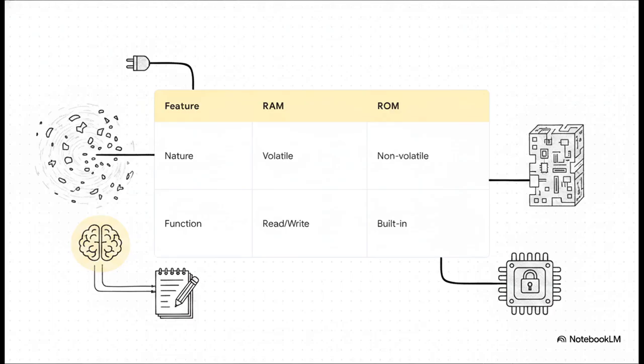When we put RAM and ROM head to head, you'll see they come in 2 totally distinct flavors. RAM is volatile. It's your temporary read and write workspace. When you turn your computer off, the RAM completely clears out. ROM, on the other hand, is non-volatile. It permanently stores your computer's built-in instructions, and it definitely does not forget them when the power drops.